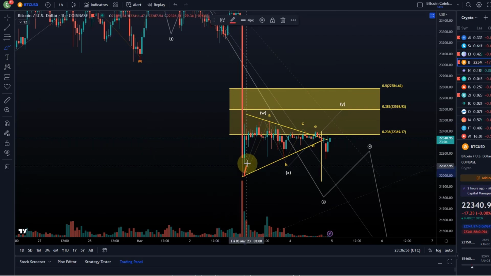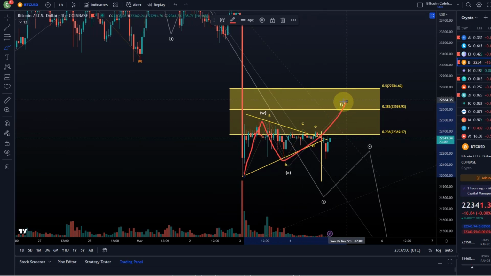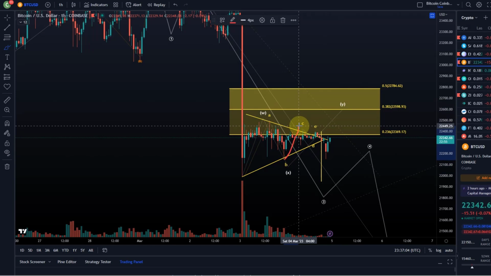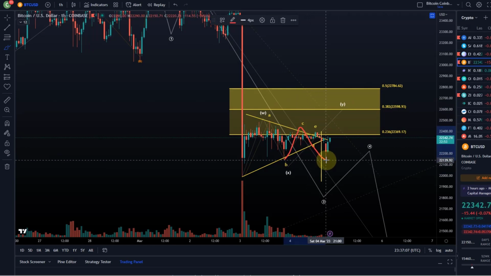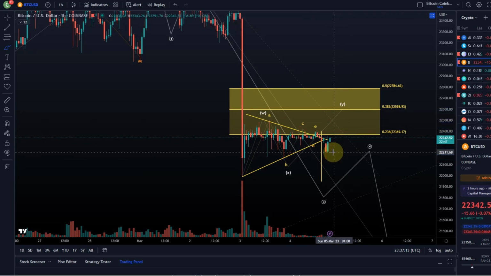Now, if we say we came up in a wave W, moved down in an X wave, this is a Y wave, then very clearly we could say we came up in an A wave in the Y wave, this here was the B wave low, and we're now rallying in a C wave. That's no addition to what I told you in the previous video. That's basically exactly what I highlighted to you in the previous video, that we could get this ABC in the Y wave.